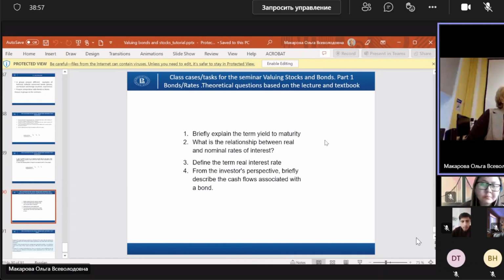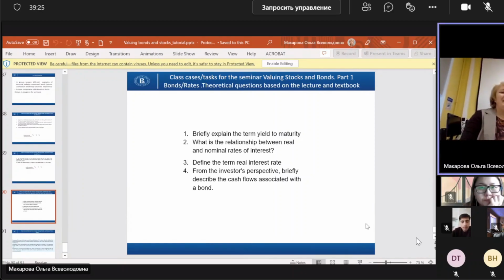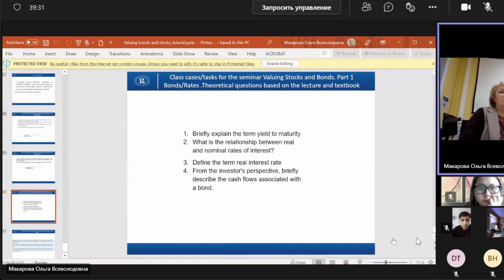Yield to maturity. Okay, thank you very much. It's the internal rate of return for the project, because we really have options to invest in bonds or to invest in projects, and we need the rate of return back, right, with a certain rate. So guys online, you hear me well? Yes. Okay, great. So the yield to maturity is similar to internal rate of return.